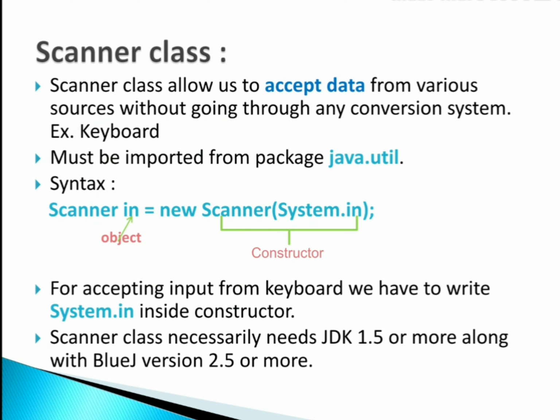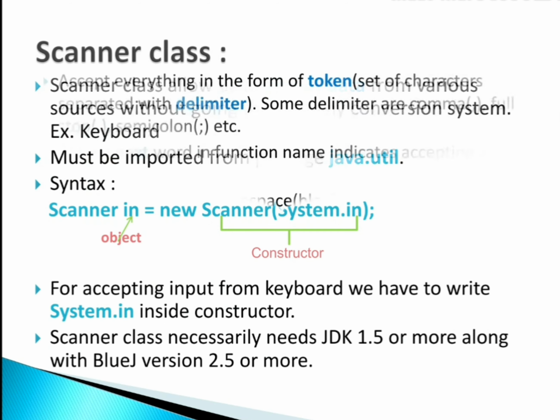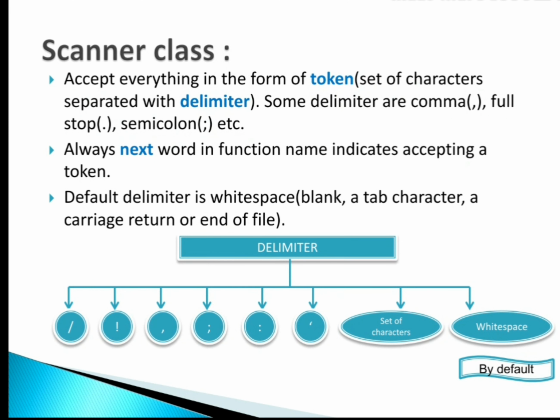And the Scanner class necessarily needs JDK 1.5 or more because this is an advanced version, previously it was not there. And whenever you are using BlueJ, you have to use version 2.5 or more because it is an advanced version. You have to remember that whenever you are using Scanner, the JDK and the BlueJ version should be more than this. And then Scanner class basically deals with tokens.